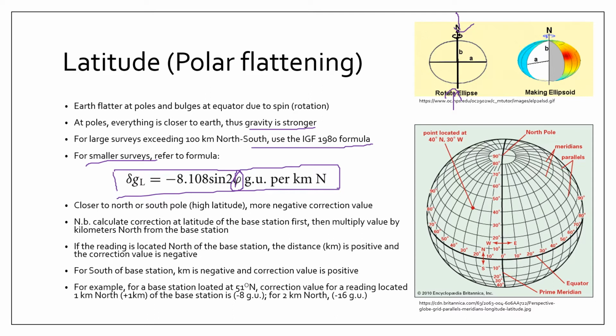So when you are close to the North Pole or South Pole, or the higher the latitudes are, you will have a more negative correction value. Okay. This is because you're trying to compensate for the bigger gravity readings in the North Pole and the South Pole. So you're trying to remove that.